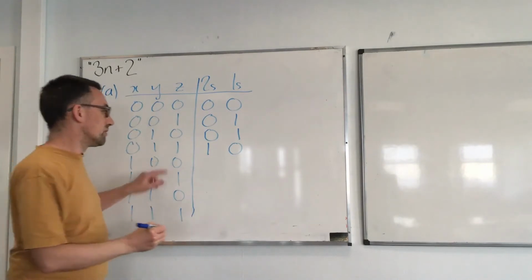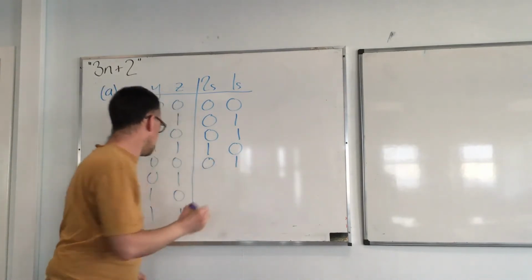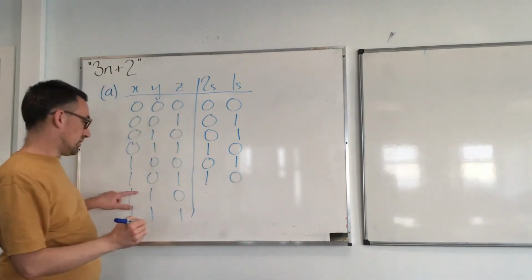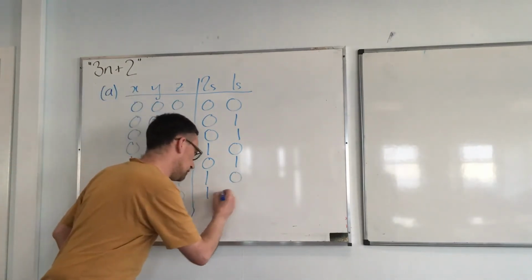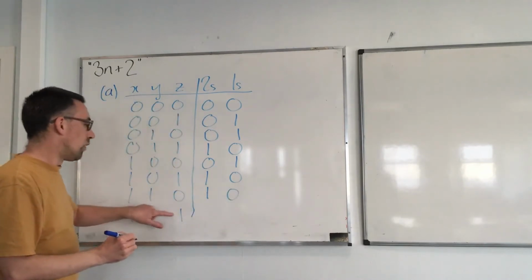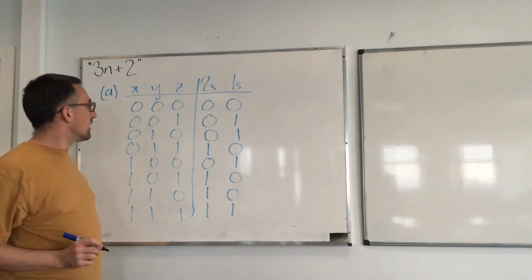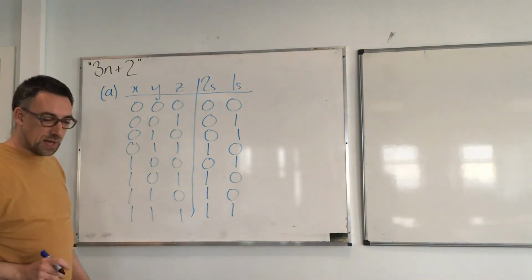1 plus 0 plus 0 is 1. 1 plus 0 plus 1 is 2. 1 plus 1 plus 0 is 2. And 1 and 1 and 1 is 3. So we have the truth table for a full adder.